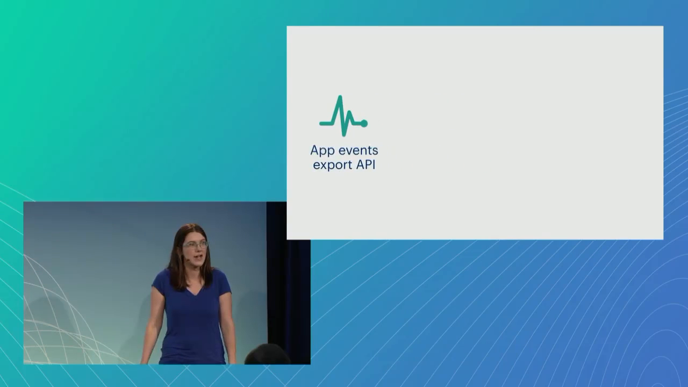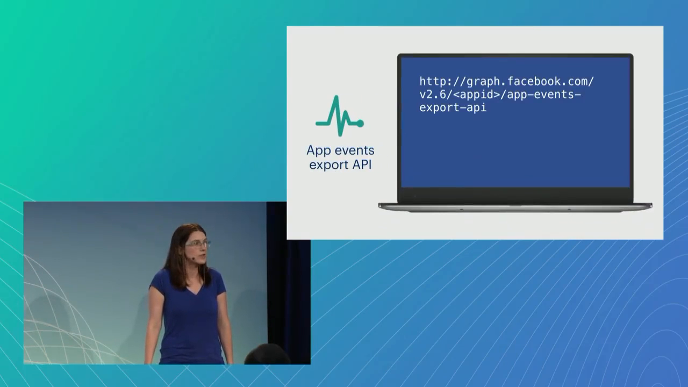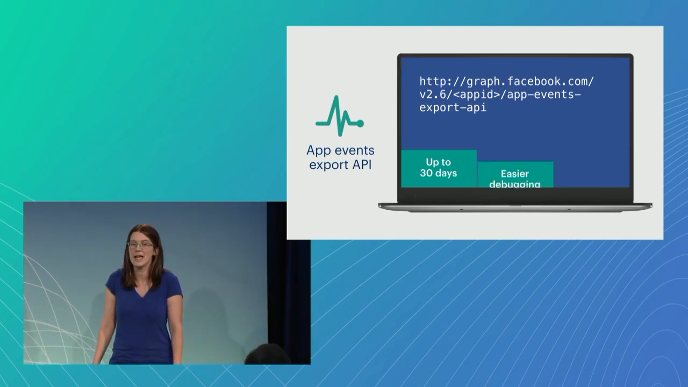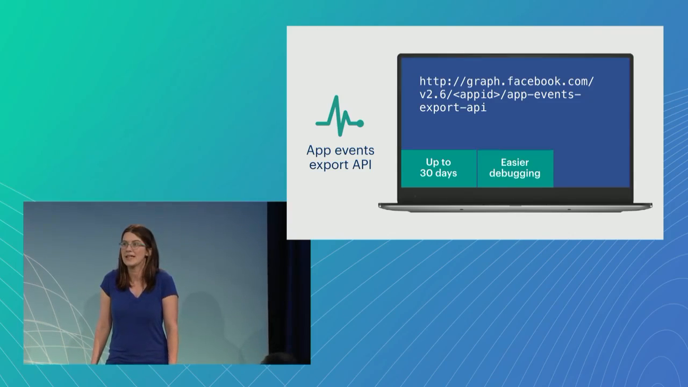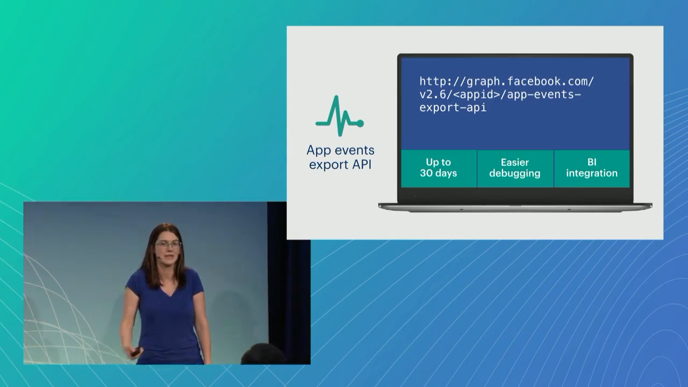To give you even greater flexibility with your data, we are also launching the App Events Export API. This provides you up to 30 days of data. It helps with debugging and BI integration. We want to make it as easy as possible for you to really get your data, slice and dice your data, and get the answers that you need.